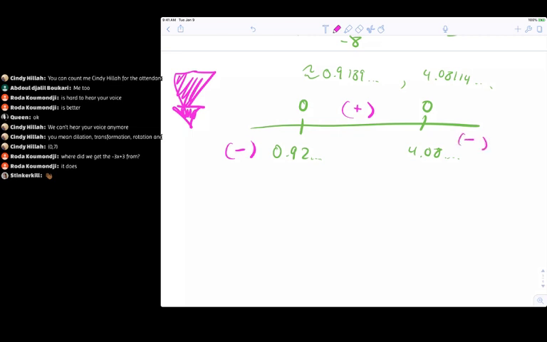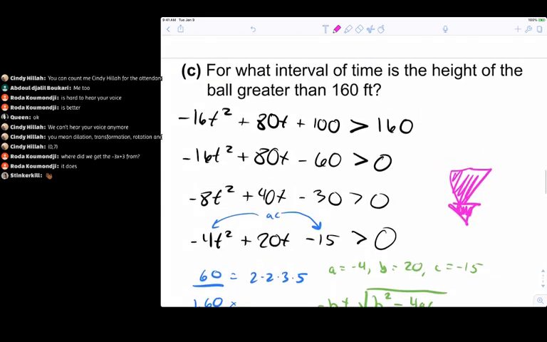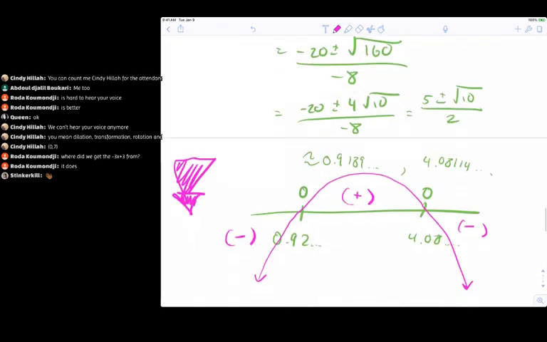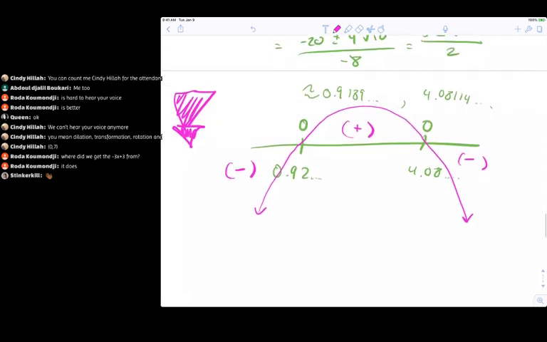So essentially what's going on is that we have a quadratic that's behaving something like this. This is what it's doing. So the question asked, for what interval of time is the height greater than 160? So when is it above the x-axis here? We see between these two x values. So the interval is going to be something like this.